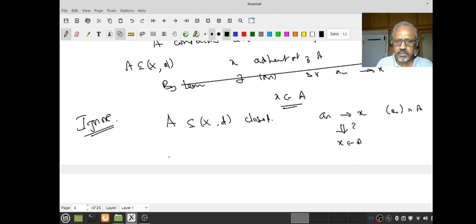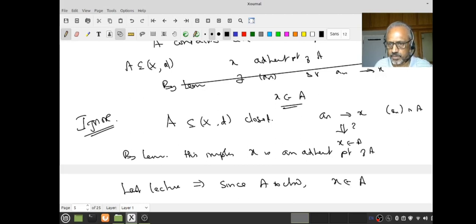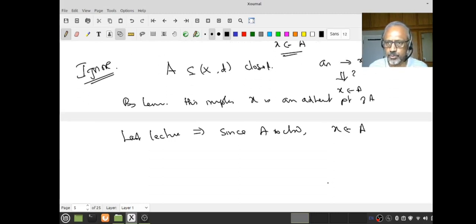But then, by the lemma, this implies x is an adherent point of A. By the last lecture, since A is closed, x must be in A, because if A is closed, any adherent point must be an element of A. So we proved it. Have you understood? Please pause, review, proceed.